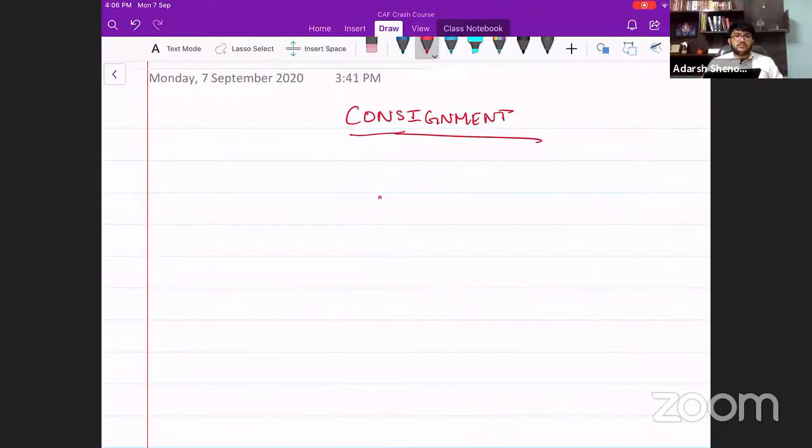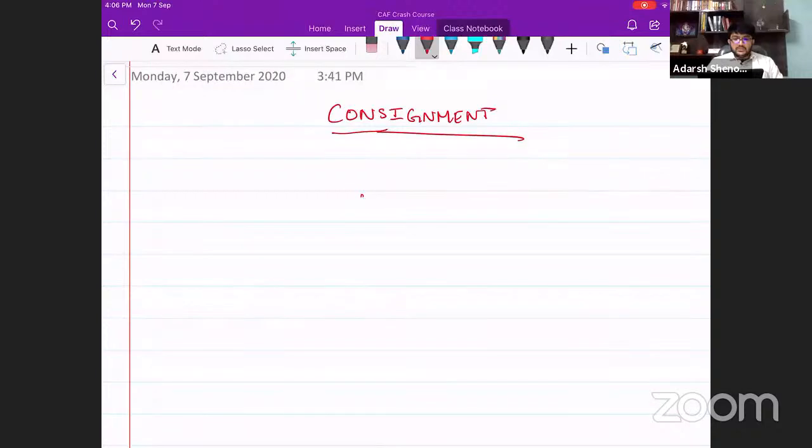What is this concept of consignment? Consignment means it's a business model, a business arrangement between a person called the principal and his agent. Between a business person who is a consigner or the principal, we call him the consigner, and the consignee, the principal and his agent.